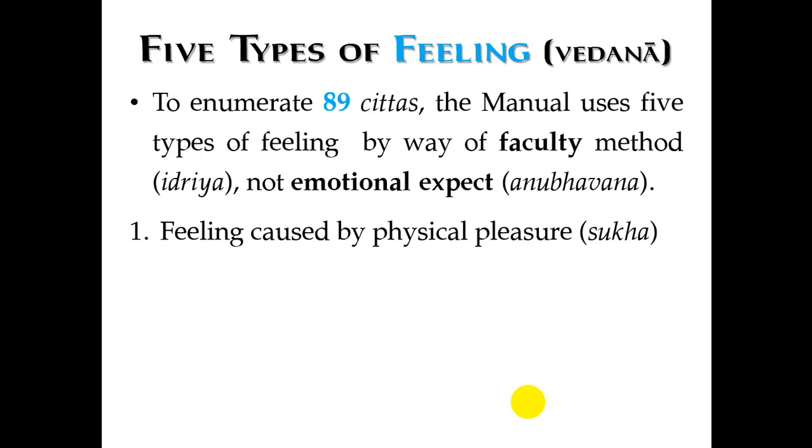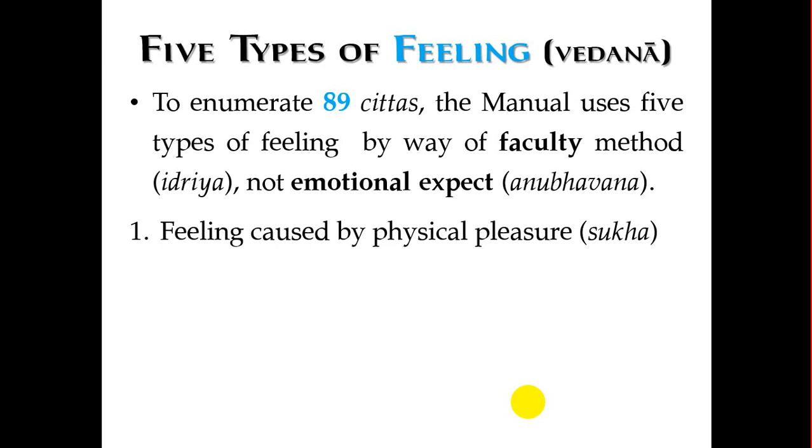It's not in order. To enumerate the 89 chaitas, Abhidhamma Sangha, we were using this one manual, right? A Comprehensive Manual of Abhidhamma. Actually, I would say Abhidhamma uses five types of feeling by way of faculties. When we learn about faculties, we have five, indriya, so feelings are explained under five categories, right? But normally, in many sutras, the Buddha uses the emotional aspect.